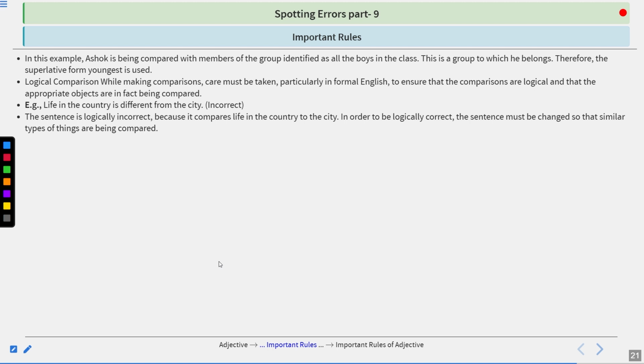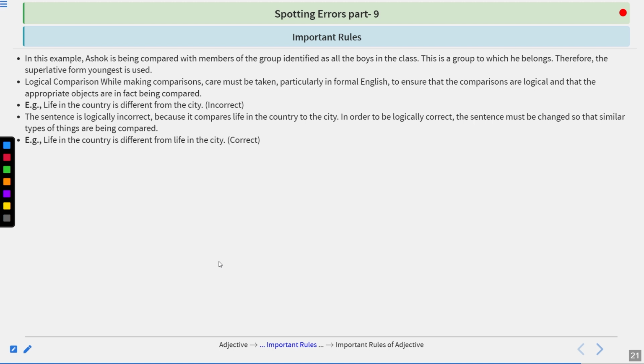The sentence is logically incorrect because it compares life in the country to the city. In order to be logically correct, the sentence must be changed so that similar types of things are being compared. The correct sentence would be: life in the country is different from life in the city.